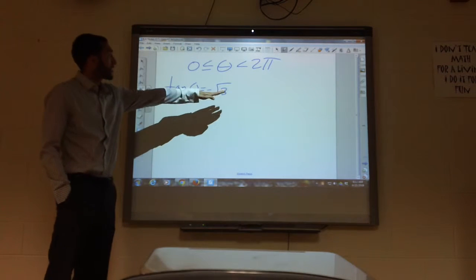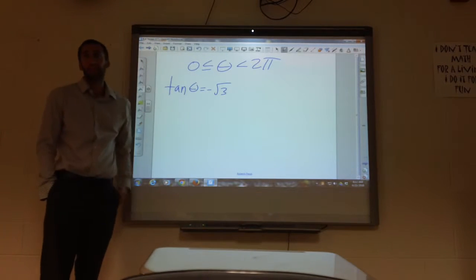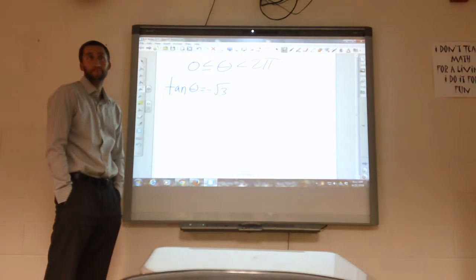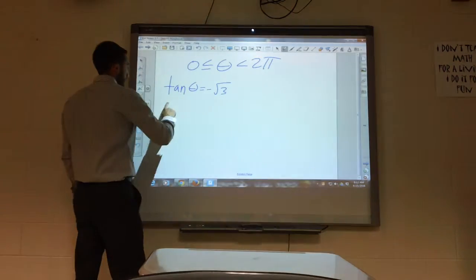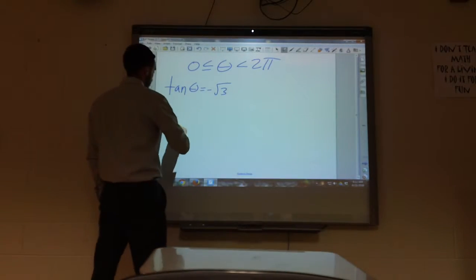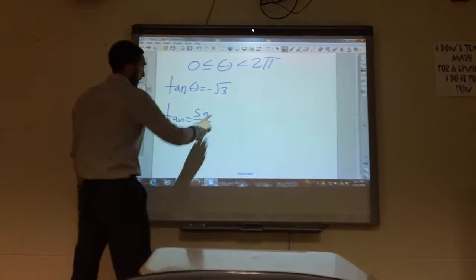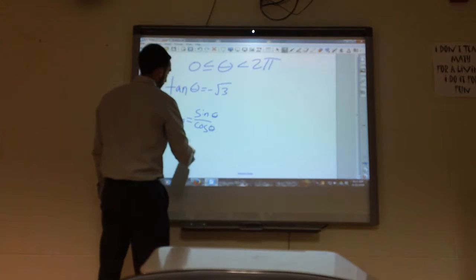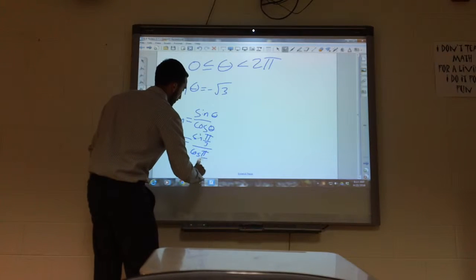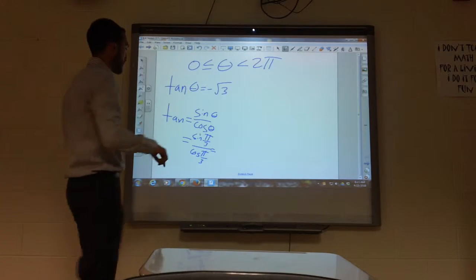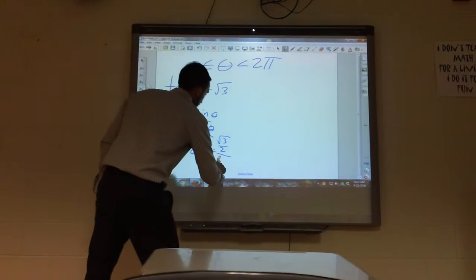So tangent of theta equals negative radical 3. What value of theta gives us radical 3 for tangent? Pi over 3? So remember, tangent equals sine over cosine. If I do sine of pi over 3 over cosine of pi over 3, well, sine of pi over 3 is radical 3 over 2, and cosine of pi over 3 is 1/2.